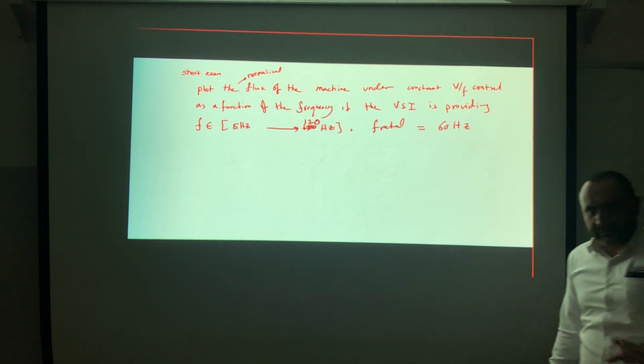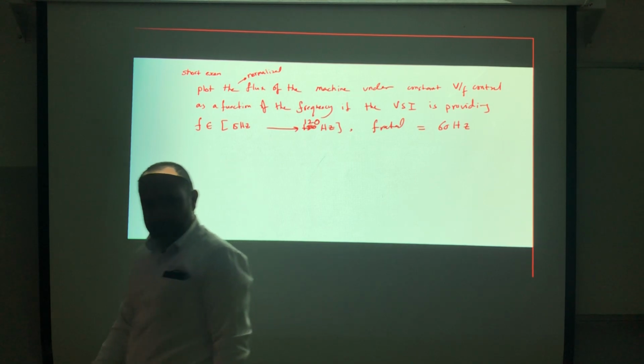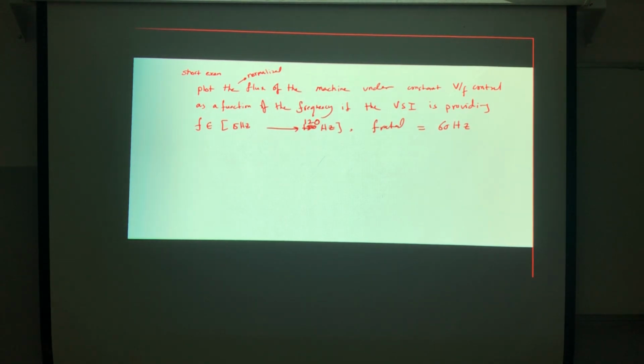Normalized. Do you know the meaning of normalized? Normalized flux. So plot the normalized flux of the machine under constant V over F control as a function of frequency if the voltage source inverter is providing a frequency between 6 Hz to 120 Hz, knowing that F rated is 60 Hz. 5 minutes.